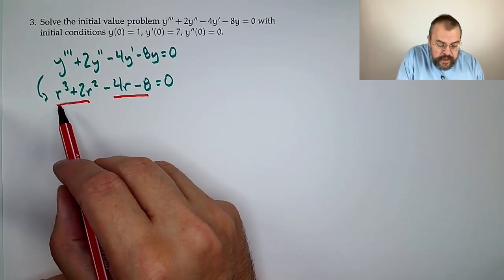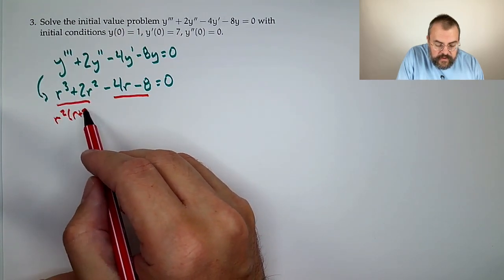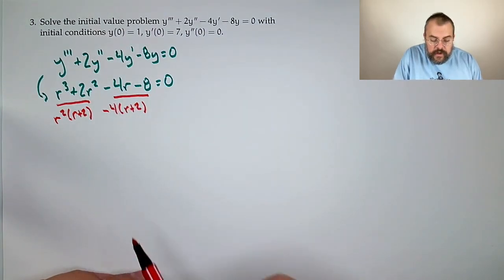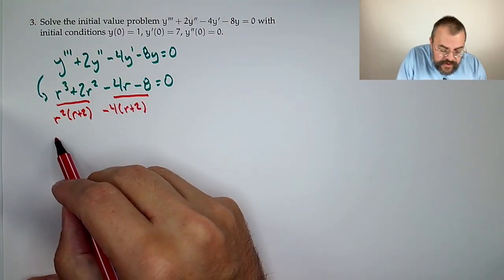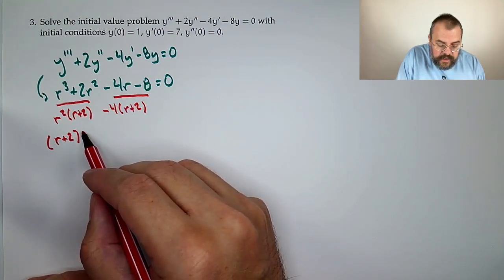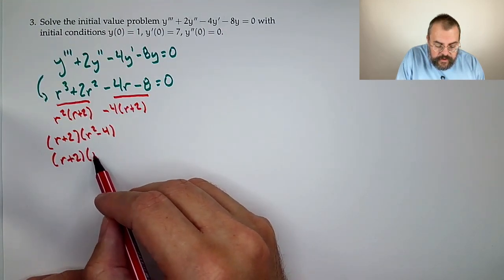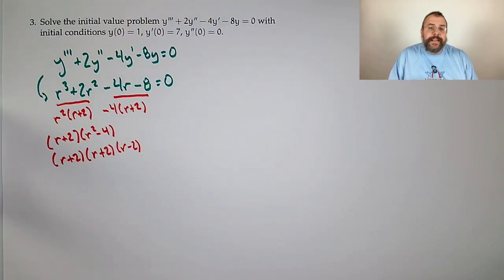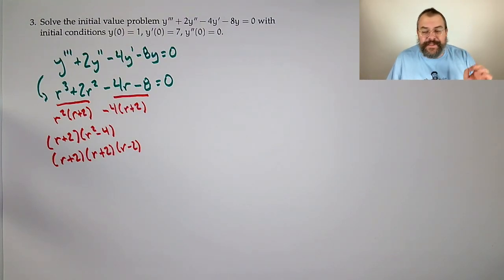Well, in this grouping, I can factor out r squared, r plus 2. Over here, I could factor out minus 4, r plus 2. And then we're like, whoa! Because we see r plus 2 is common. And so this becomes r squared minus 4. We can actually factor r squared minus 4. That's r plus 2, r minus 2. And we're done. Now, grouping sometimes works, sometimes doesn't. And sometimes you have to have just the right kind of equation.